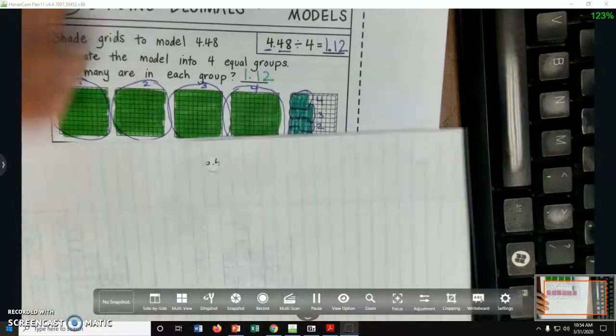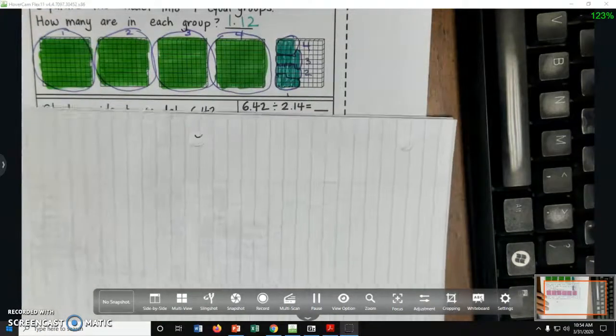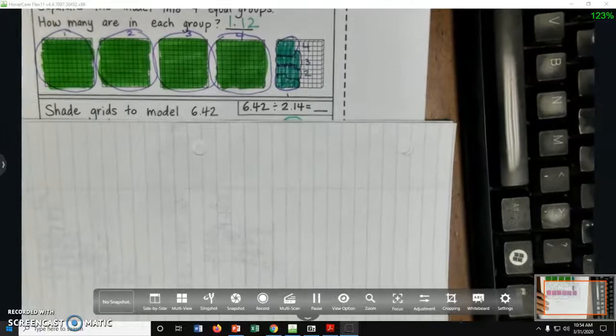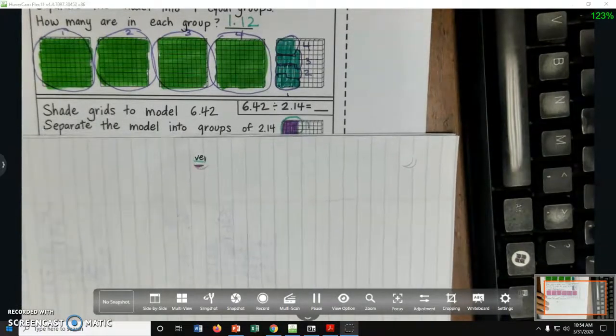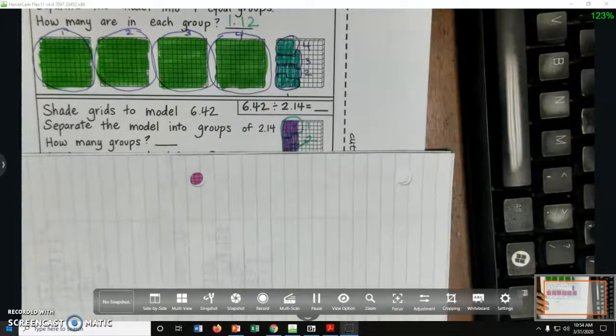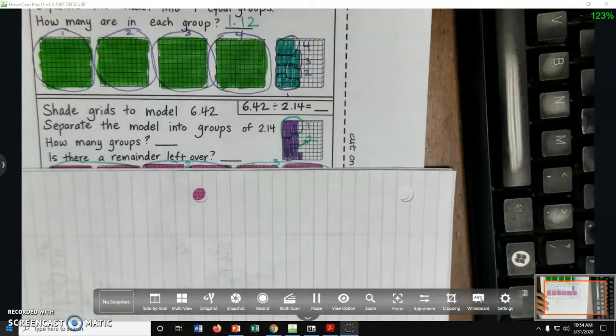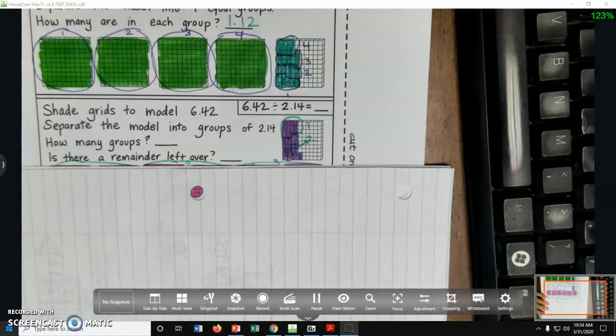All right, number 2. If you haven't done these, I would like you to at least try them and then come back to check your answers. Number 2 says shade grids to model 6 and 42 hundredths. Separate the models into groups of 2 and 14 hundredths. How many groups? Is there a remainder left over? So this time we know the size of each group. We don't know how many groups there are.